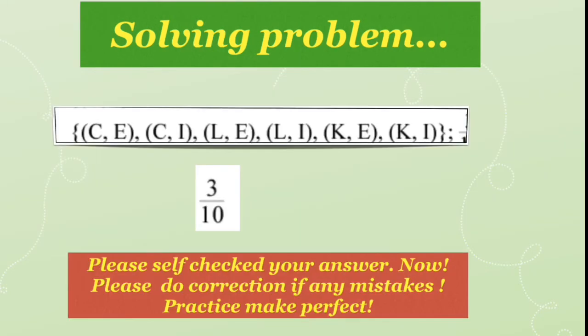So this is the answer for question number 4. Did you list out the event? Please list out accordingly. Bracket C, comma E, and then C, comma I, and L, comma E, L, I, and K, E, K, I. And the probability value is 3 over 10 or 0.3. Okay, can all get the answer or not? Good.